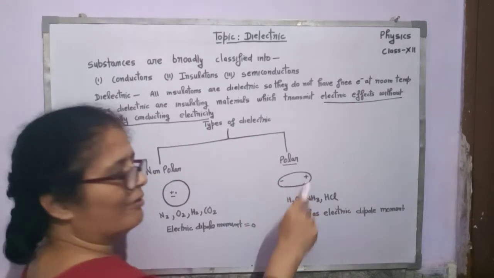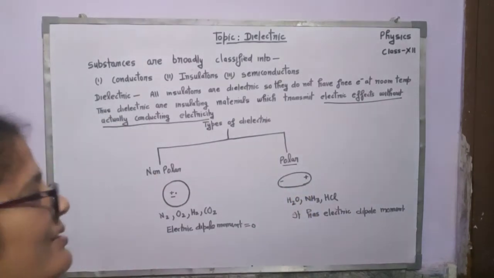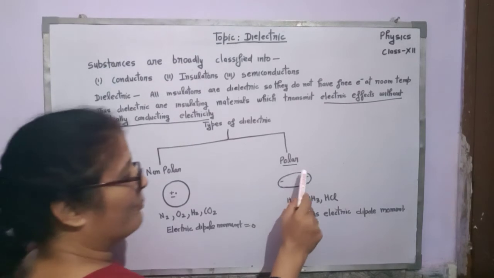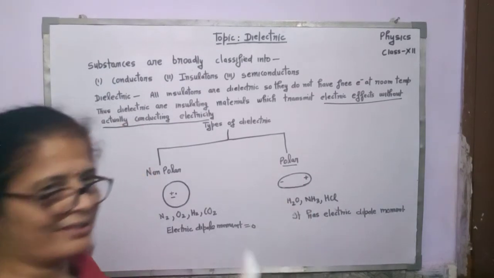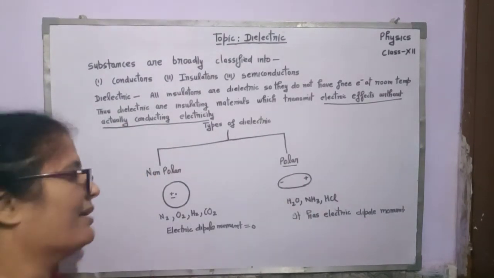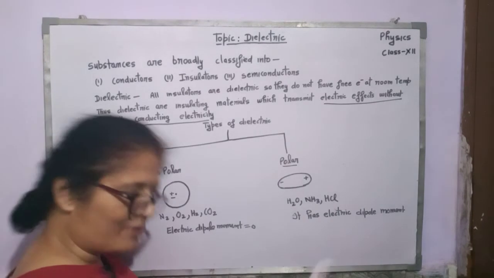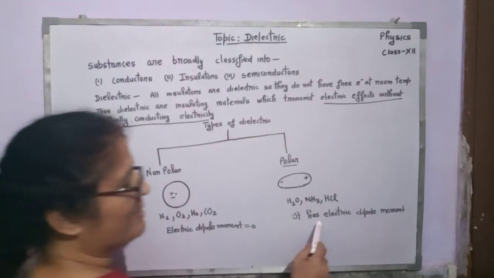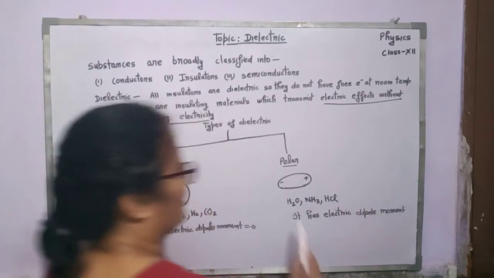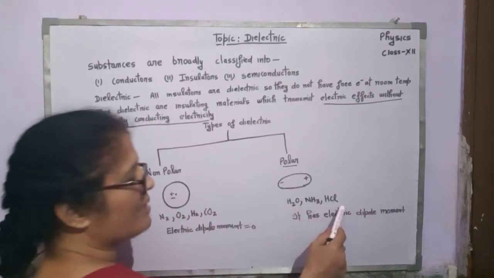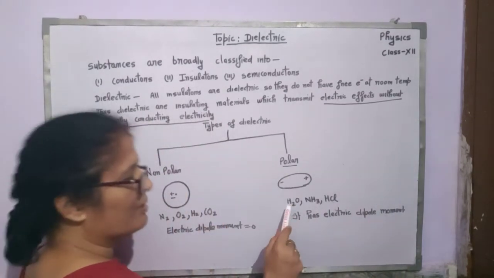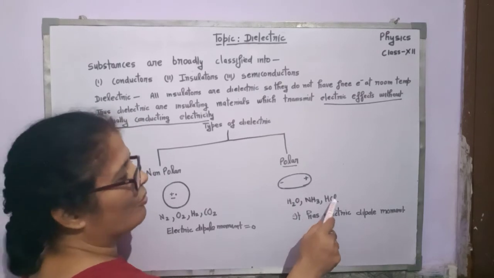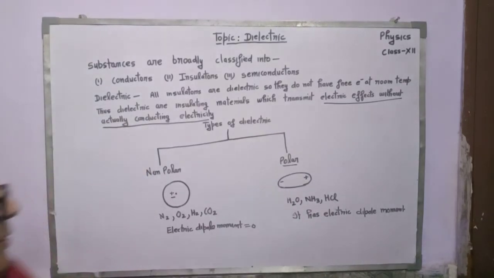Here the center of all the positive charge is concentrated. Therefore they behave just like an electric dipole. One end is negative, another end is positive, and they are separated by a small distance. Therefore it has an electric dipole moment. The examples of polar molecules are water, ammonia and hydrochloric acid.